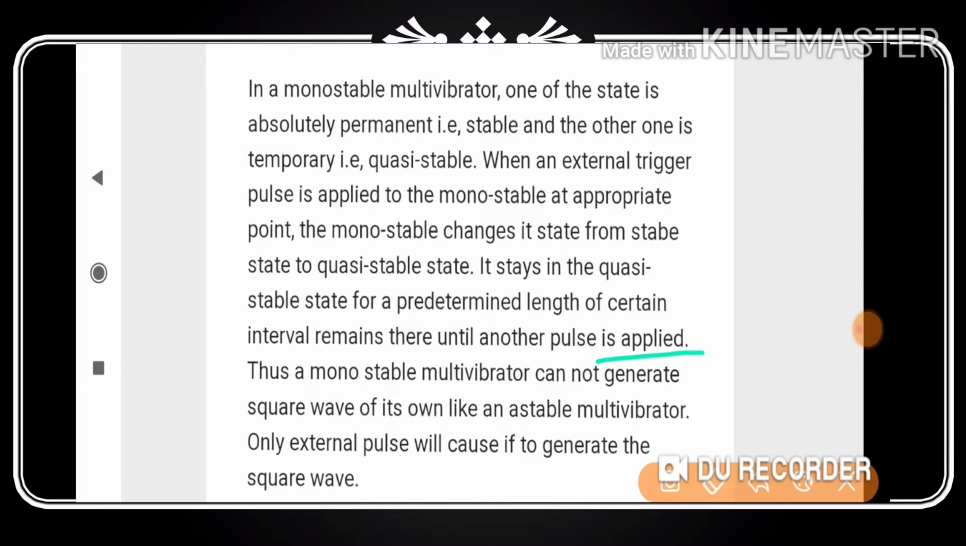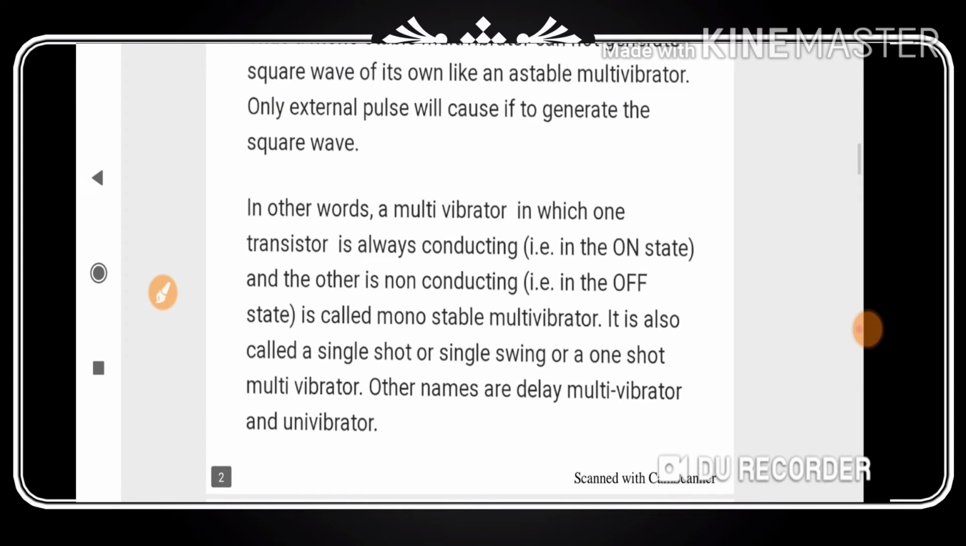Thus, a monostable multivibrator cannot generate a square wave of its own like an astable multivibrator. Only the external pulse will cause it to generate the square waves. In other words, a multivibrator in which one transistor is always conducting, that is the on state, and the other is non-conducting, that is the off state, is known as a monostable multivibrator. It is also called a single shot, single swing or one shot multivibrator. Other names are delay multivibrator and univibrator.